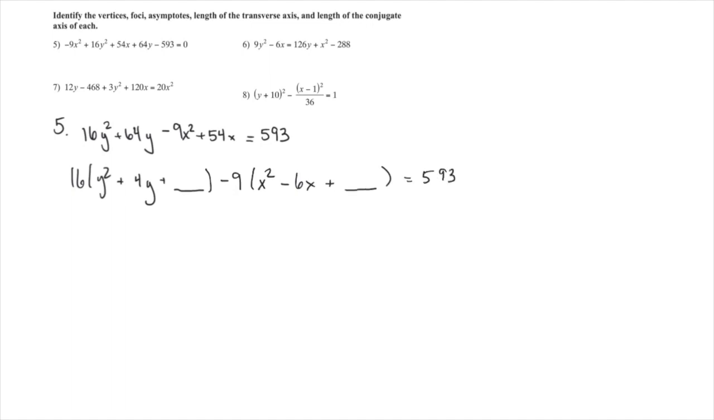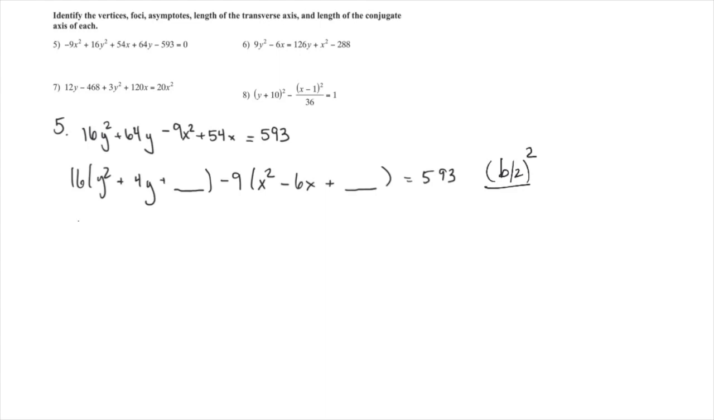593. Make sure that when you set this problem up, you take your constant, your whole number value, the one without a variable, and you're going to bring that to the other side. In this example, I had to add it to both sides. In other examples, I may subtract it, so be careful about your signs. Next step is to use b over 2 squared. I'm going to add that into those blanks, and then I'm going to multiply times the number up front before I add it to the opposite side.